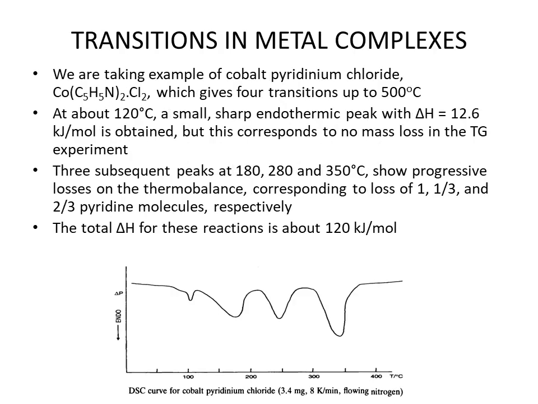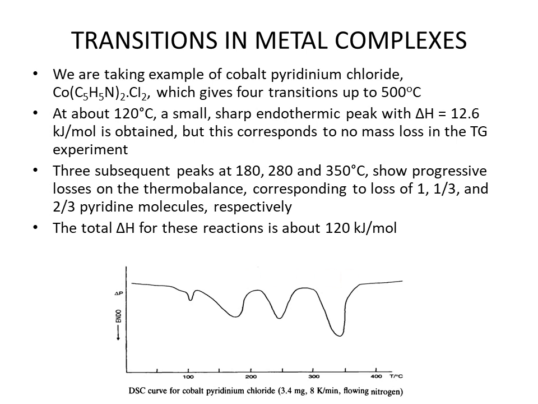So next application is the transitions in various metal complexes. We have selected here cobalt pyridinium chloride, and here is the DSC curve for this complex. 3.4 milligrams of sample was taken, the temperature programming was an 8 Kelvin per minute increase in temperature, and the atmosphere was flowing nitrogen.